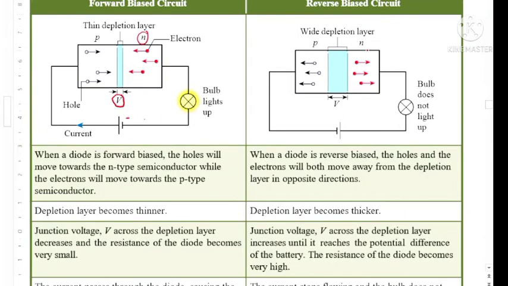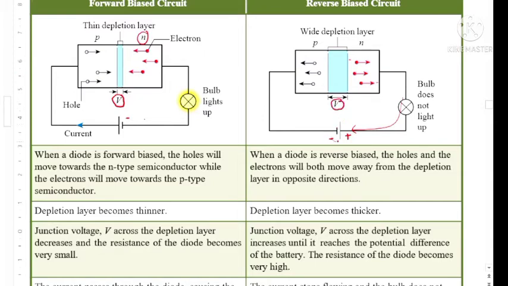For reverse bias, so you can see the p-type is connected to negative terminal, the n-type is connected to positive. Logically, electrons always attracted to positive. So electrons in the n-type will be attracted to flow to positive terminal of battery. Or we can say electrons move away from the junction. So when move away from the junction, the depletion layer will become thicker. Or we can say that the junction voltage increases.